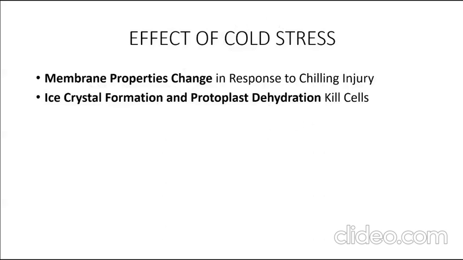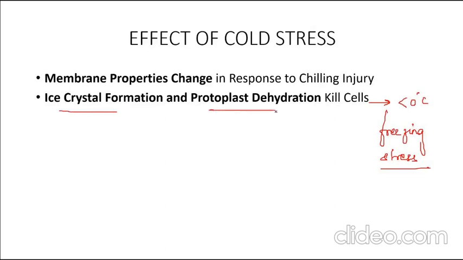Okay, so we see that when the plants are exposed to low temperatures, say around 10 to 15 degrees centigrade, then membrane properties are changed. And when the plants are exposed to below 0 degrees centigrade, which is the freezing temperature, which causes the freezing stress, it causes the ice crystal formation and protoplast dehydration.